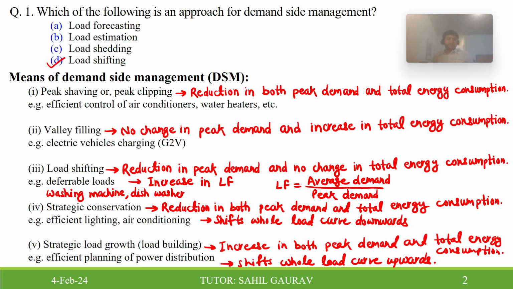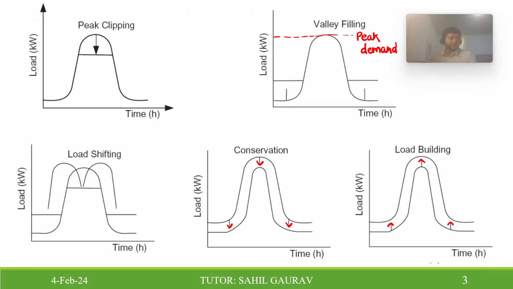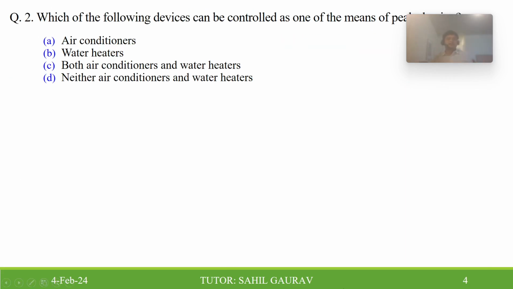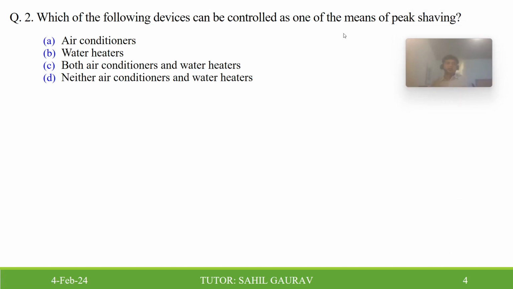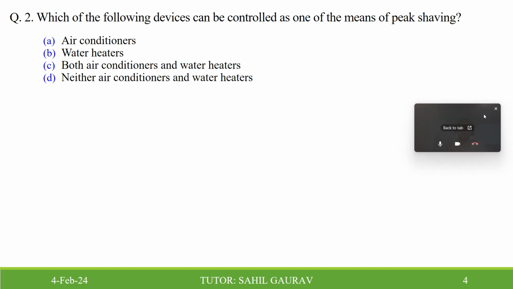So these are the important means of demand side management, and just keep it in mind so that you can solve the problems based on them. Now let us see the next problem. In this problem, it is asked which of the following devices can be controlled as one of the means of peak saving. Peak saving means peak clipping.